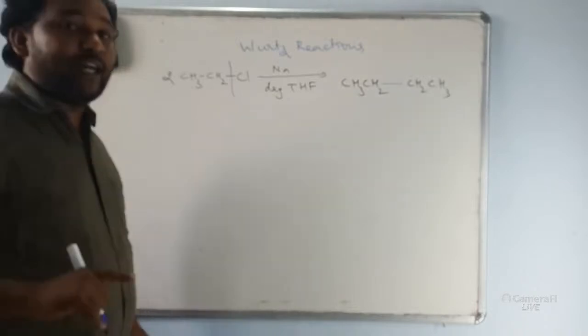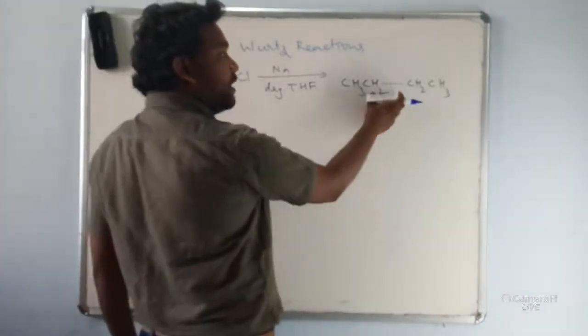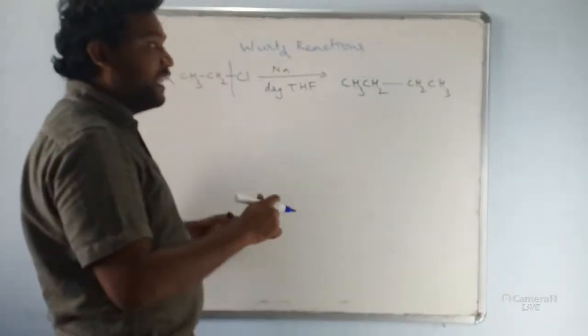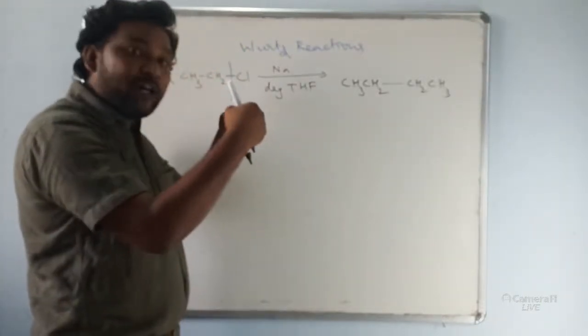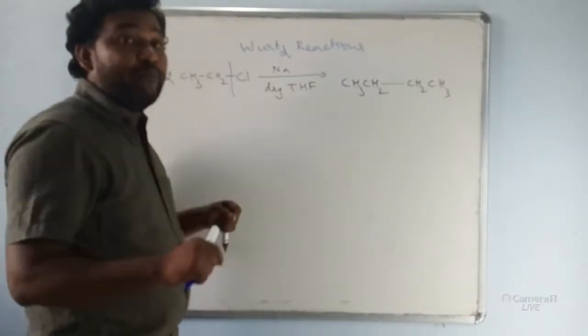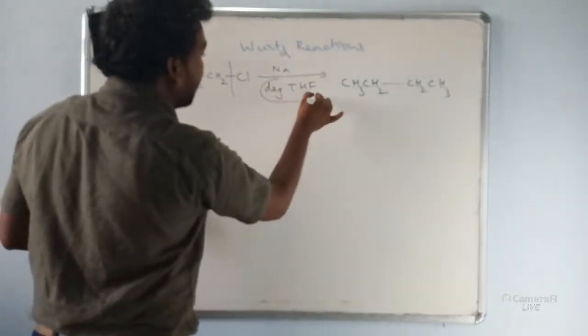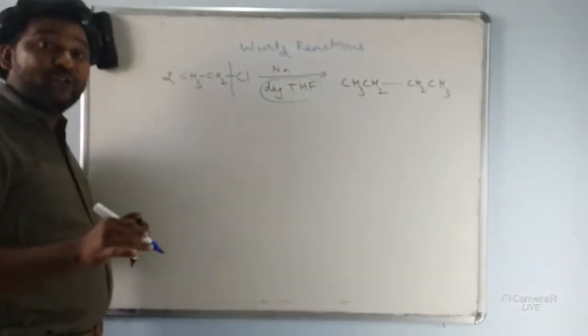Now, what is the advantage? What is the application of this reaction? This is a reaction used to make a carbon-carbon single bond. In this reaction, a new carbon-carbon bond is forming here. Important to observe this. Let me tell you one more important thing. Why should we use dry ether?